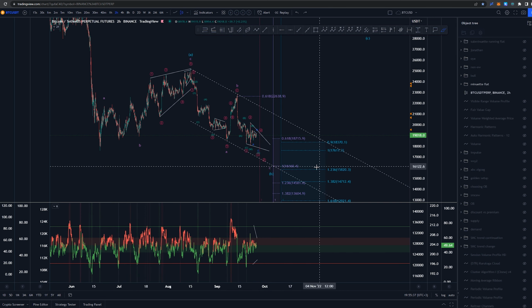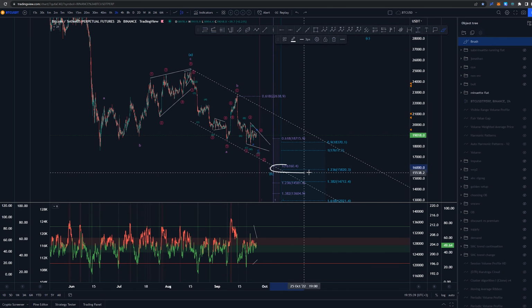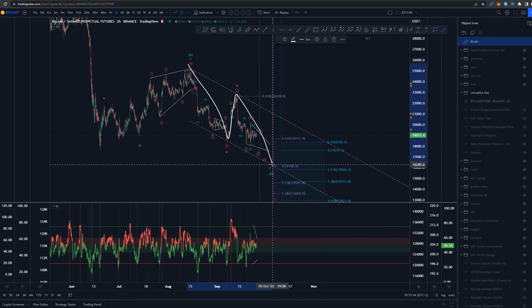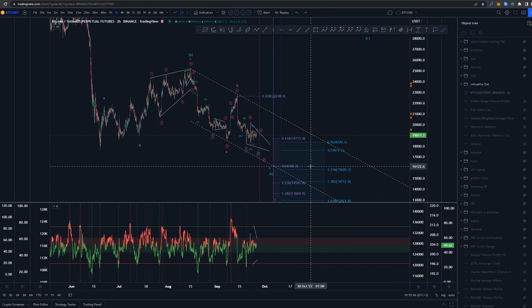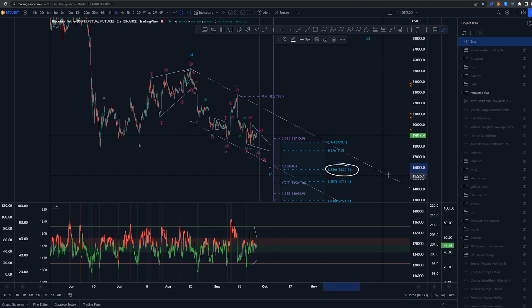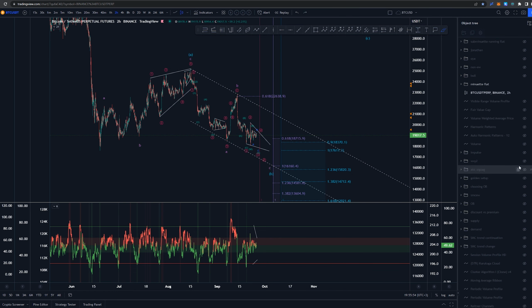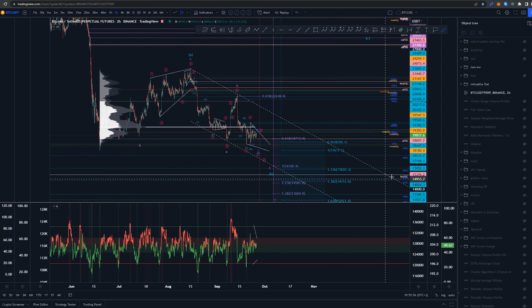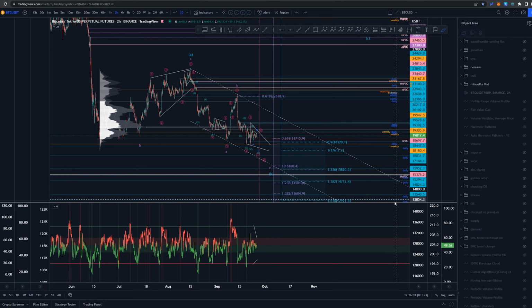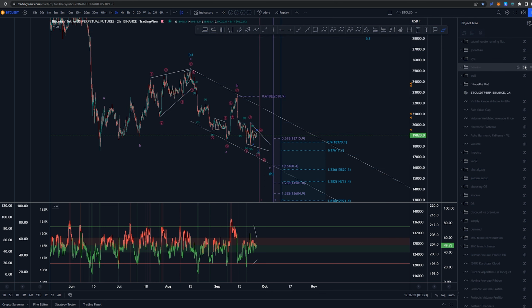Now we do have some targets here that are lining up very well with each other. The 1-to-1 extension of wave A to that C is around 16.1k, and the 1.236 retracement of this wave A here would fit into the 15.8 area. Around that area we also have an untapped daily from way before, around the 15.95 area. So it definitely has some confluence in there.